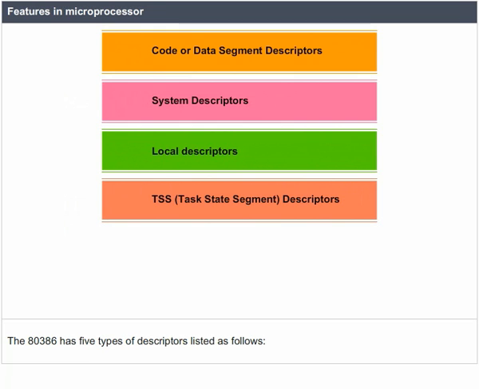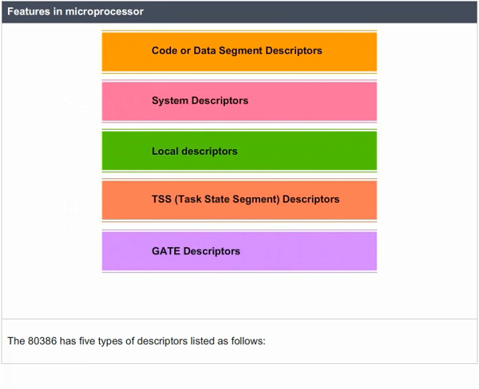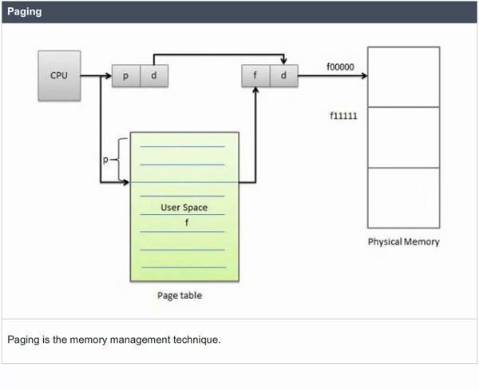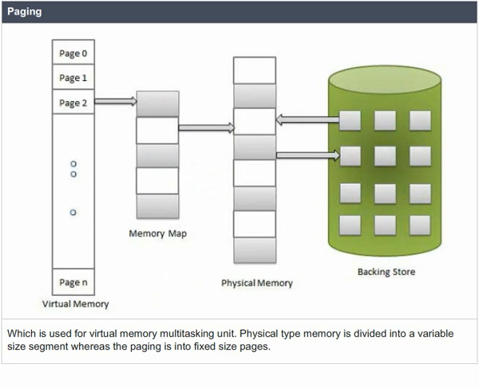The 80386 provides a 4-level protection mechanism exactly in the same way as the 80286 does. Paging. Paging is a memory management technique which is used for virtual memory multitasking. Physical memory is divided into variable size segments, whereas paging is into fixed size pages.